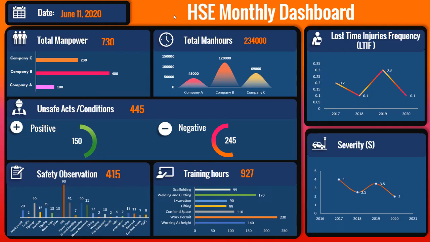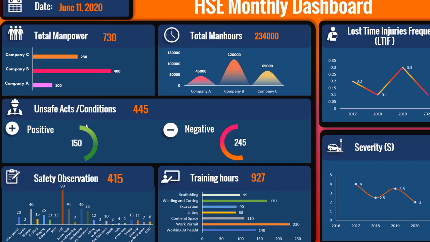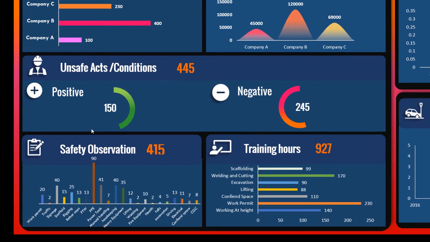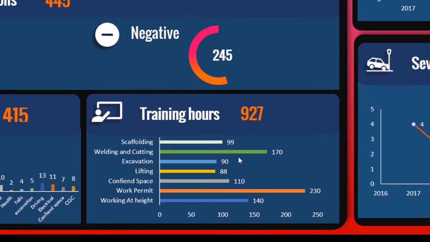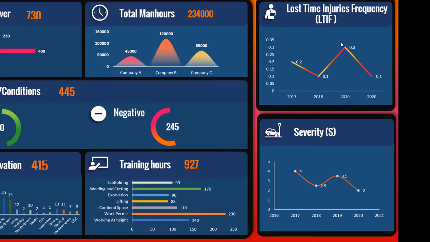As you see here, this dashboard is an example of an HSE monthly dashboard, or safety dashboard, showing all records on a monthly basis. For example, starting with the date, automated total manpower, total man hours, and some unsafe actions or conditions, with each statistic being positive or negative. Also safety observations which are captured during work at the workplace. Also training hours and injury records, like frequency of lost time and severity.